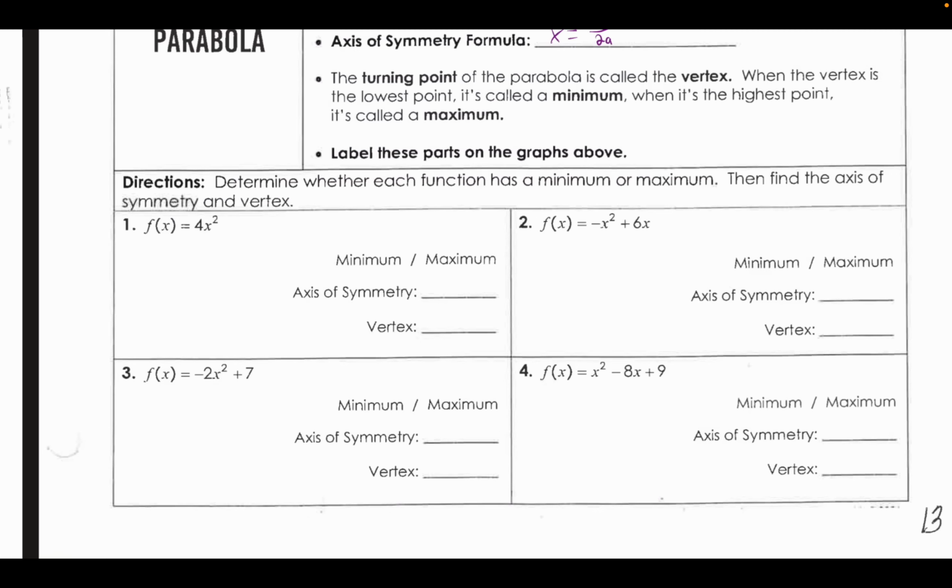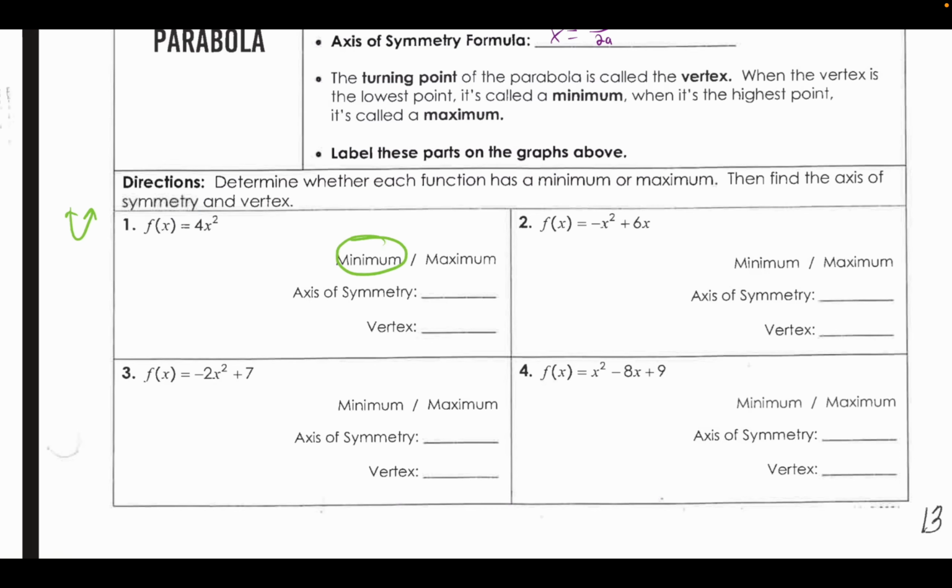So we can know whether these have a minimum or maximum without even graphing them. And that's just by noting that, hey, a is positive here. So since a is positive, it'll open up. And because it opens up, it will have a minimum or a lowest point. Because it goes up forever, it can't have a maximum.